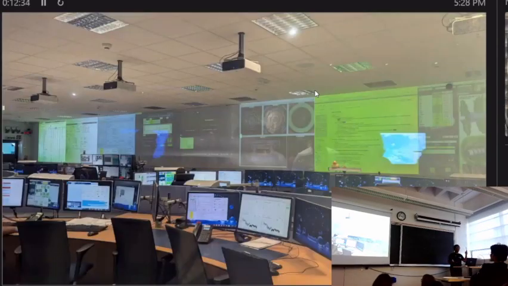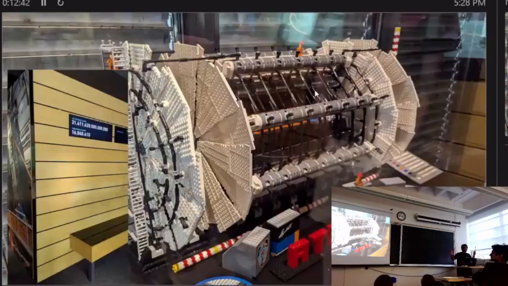I got to see parts of the site. You can't actually go down in the ATLAS detector while it's running, of course, but this is the control room for ATLAS, where they monitor the experiment and the collisions. They have a nice little Lego model of the detector, which I found quite cute.